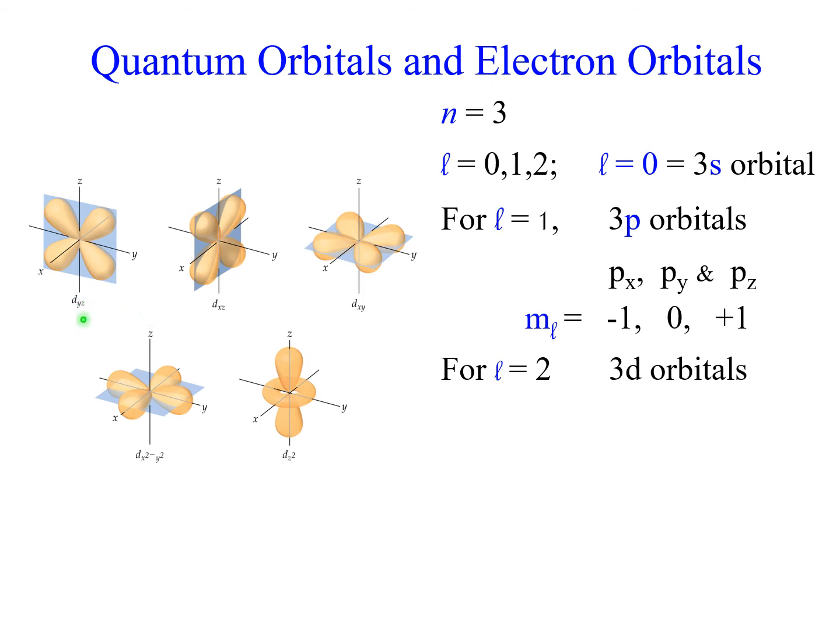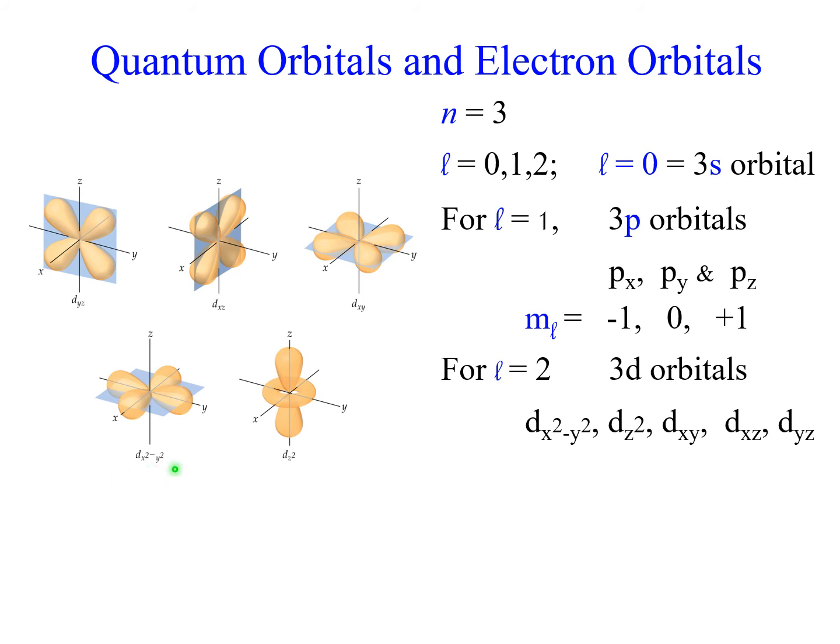We have dxy. Notice they're all cloverleaf with the exception of the dz squared. So think of the d orbitals as cloverleaf. Where L equals 2, those are d orbitals. So we have dx squared minus y squared, that would be this one over here, and dz squared. I wanted to talk to you about both of those.